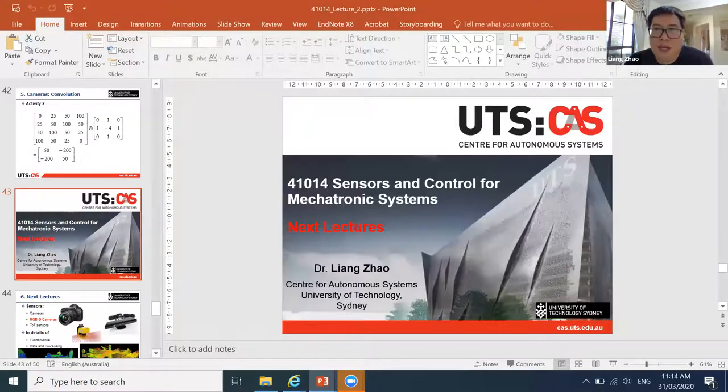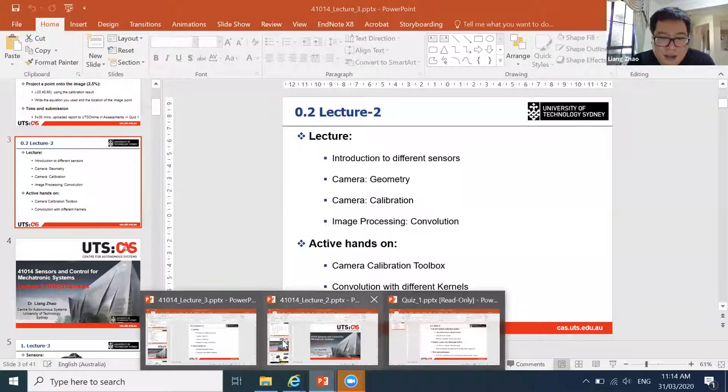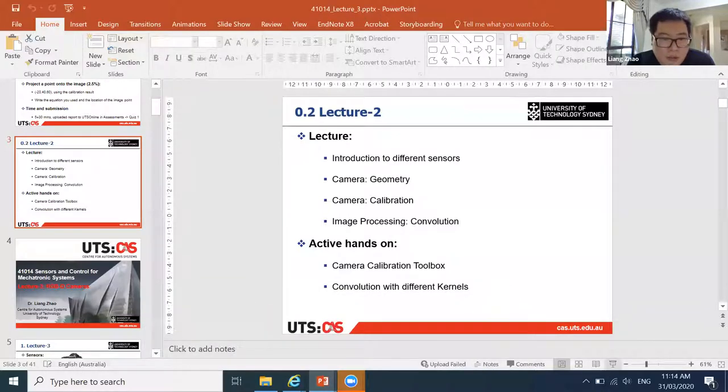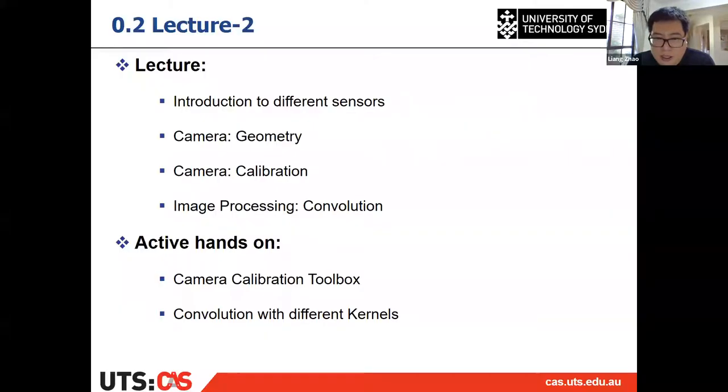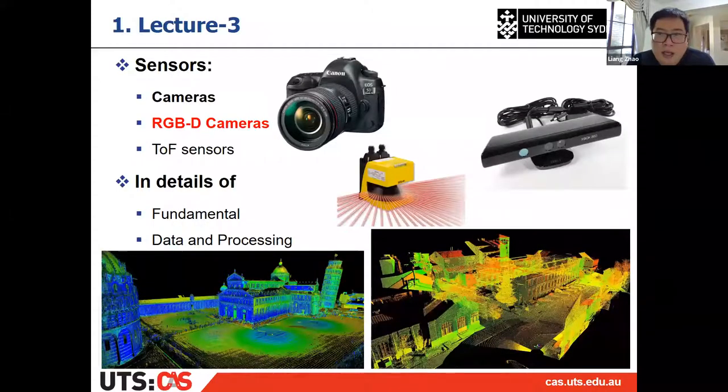for the lecture we left in the last one. Then we move to lecture three. In lecture three, it's mainly about RGBD cameras, but it includes something else.